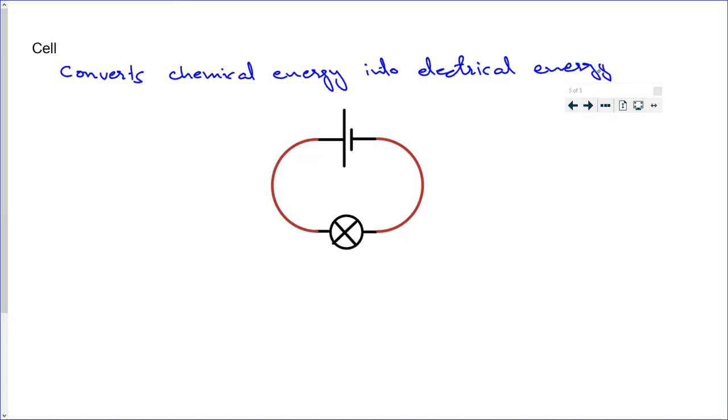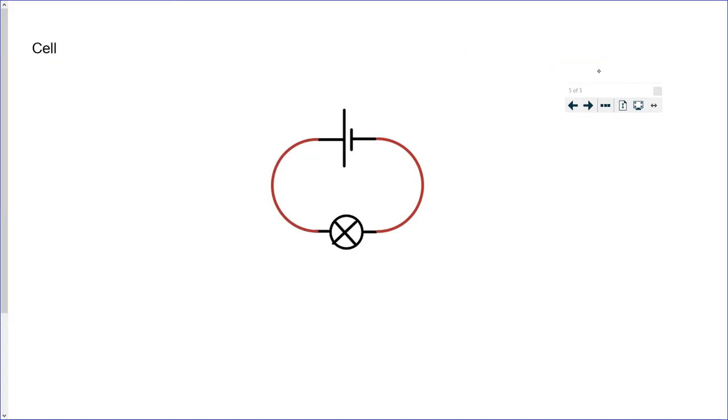Is that right? Now, you can use the same kind of idea as I have used for the cell to explain the lamp. What is the lamp doing? The lamp converts electrical energy into light energy. That's very good.